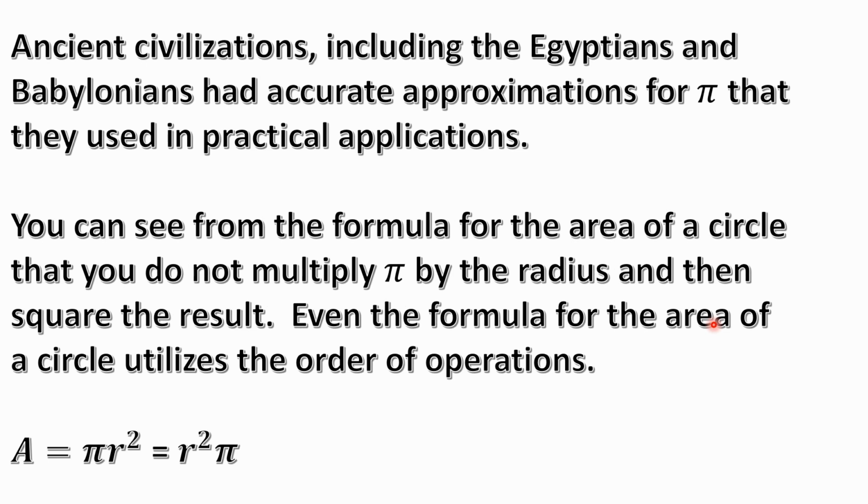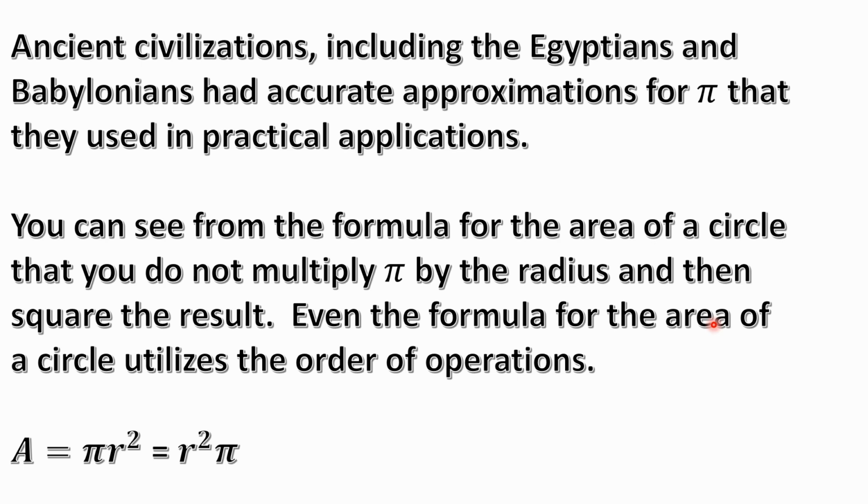One of the things you can look at is people will talk about the order of operations convention and say it was all done left to right, and yet you have this wonderful formula for the area of a circle that's been around forever, practically. A equals pi r squared. You've got ancient civilizations, Egyptians, Babylonians. They had pretty accurate approximations for pi. If you remember, pi is the ratio of a circumference to the diameter of a circle, which is about 3.14159, and keeps going on and on.